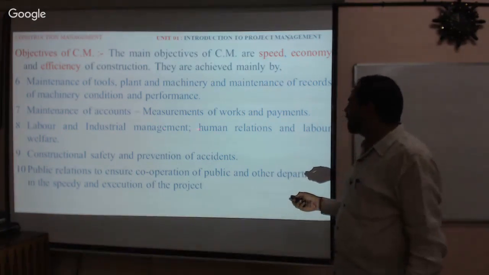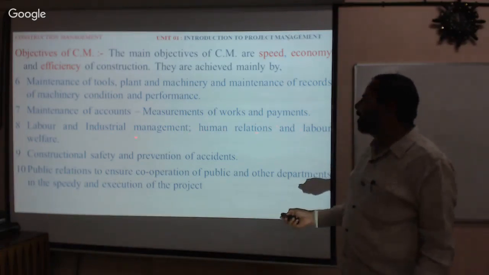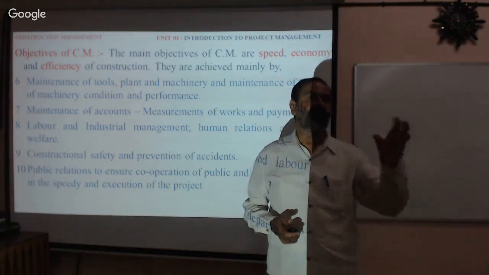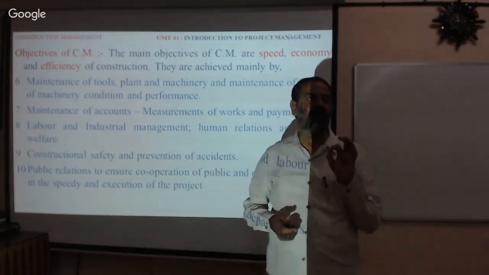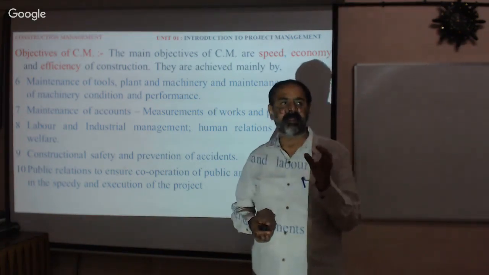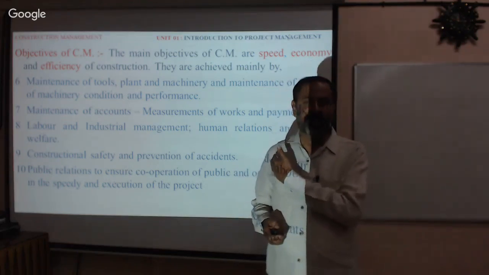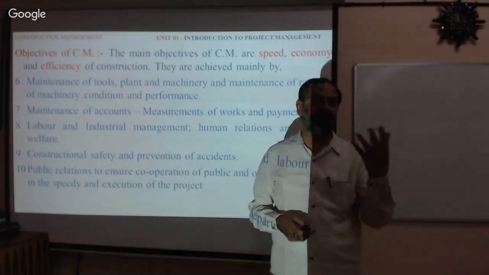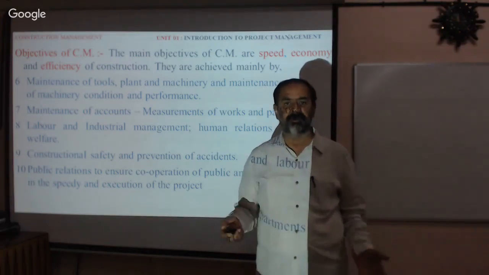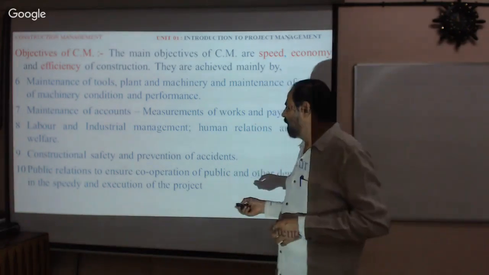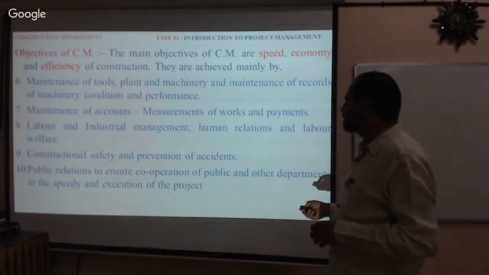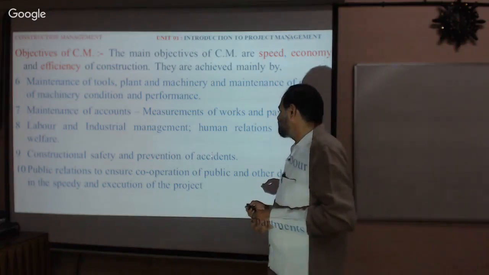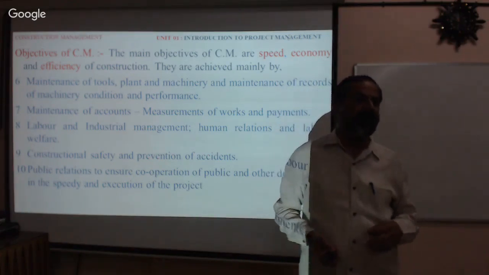Labor and industrial management, human relations and labor welfare. Now we must keep updated on each and every person. There is a department, I will come to that later. We must take care of the welfare of the workers, those who are working in the project. And construction safety and prevention of accidents. We must take care of this.